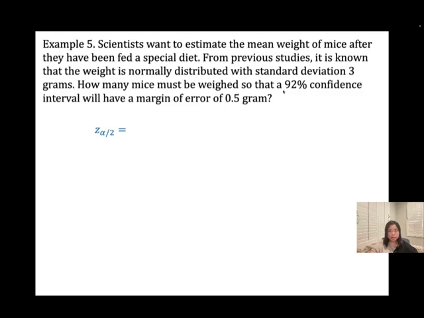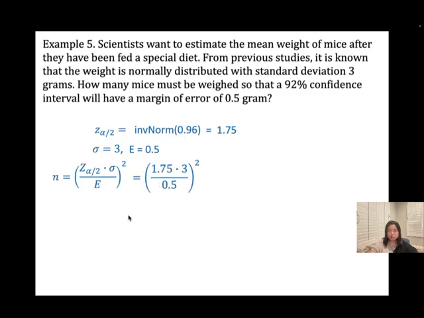First, figure out the critical value with the 92%. You're gonna do 1 minus 0.92 divided by 2, and then plus 0.92, which is gonna be 0.96 here. And then 1.75. Now, we're gonna use this formula. Plug it in. What did you guys get? You're gonna have 110.25. Remember, always round it up because it's a sample size for the mice, right? So the final answer will be 111.